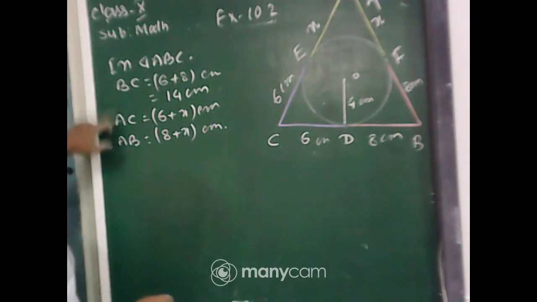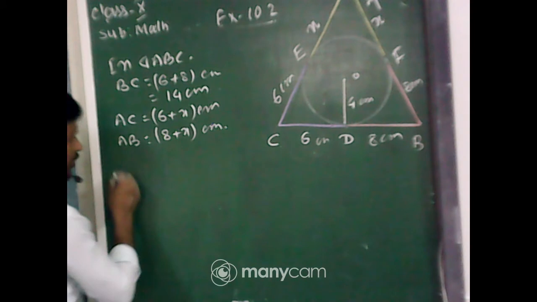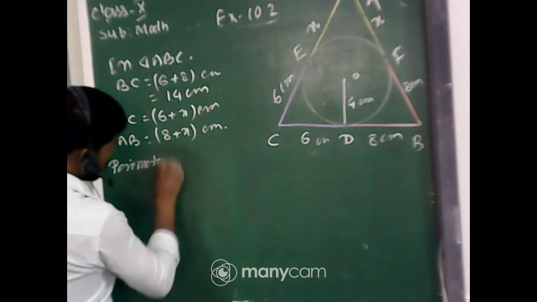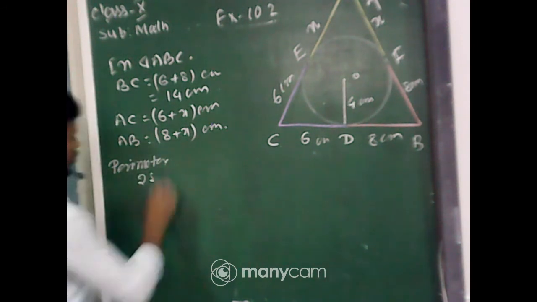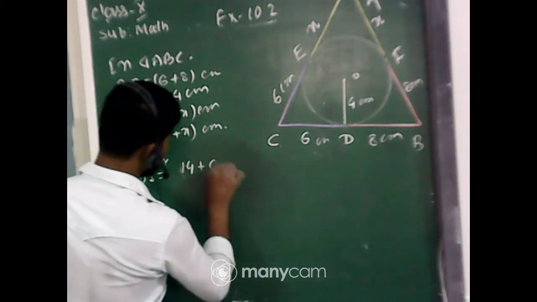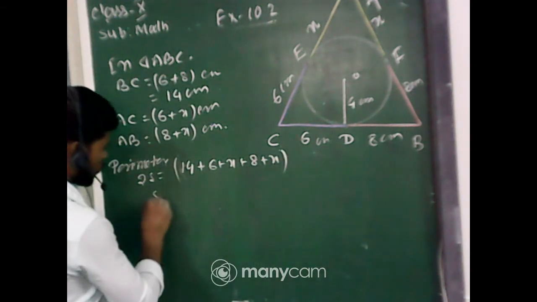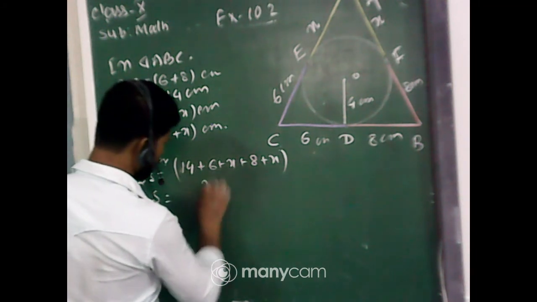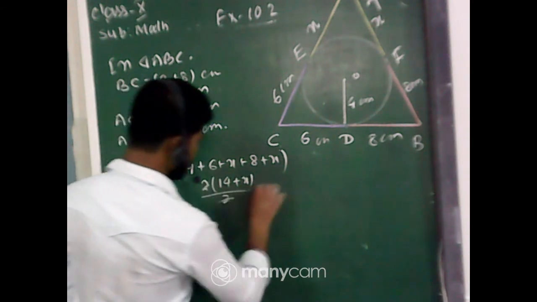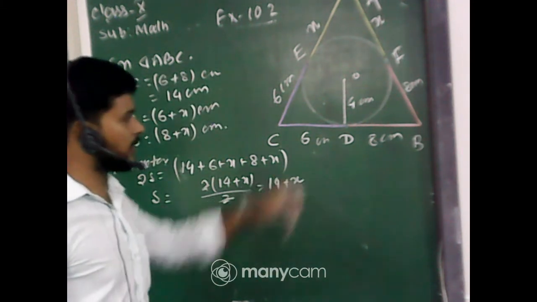Now, three sides of a triangle are known. We'll have to find its area. So first we have to find the semi-perimeter or half perimeter. Perimeter is denoted by 2s. So 2s equal to 14 plus 6 plus x plus 8 plus x. Okay, so s will be equal to 2 into 14 plus x by 2, that is equal to 14 plus x. So the half perimeter s is equal to 14 plus x.